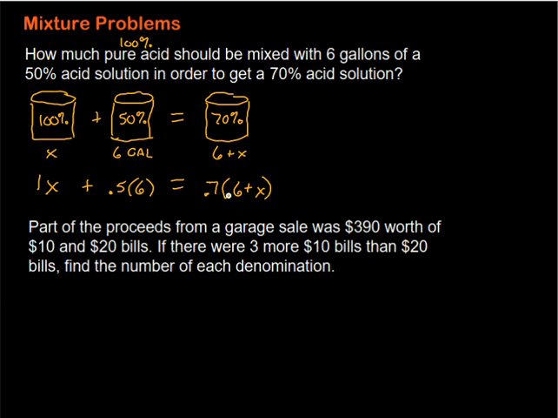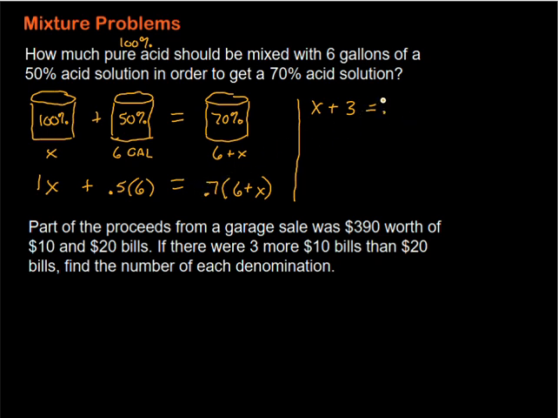I think we can solve that equation. So let's go over here. And this right here, 1x is just going to be x, right? Then we've got 0.5 times 6. Well, half of 6 is 3. So x plus 3 equals, we have to distribute that 0.7 through there.